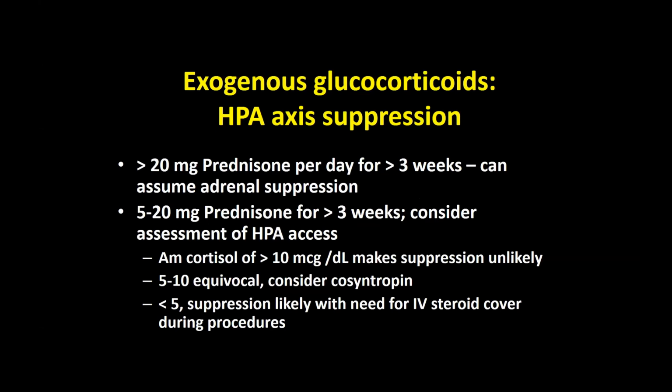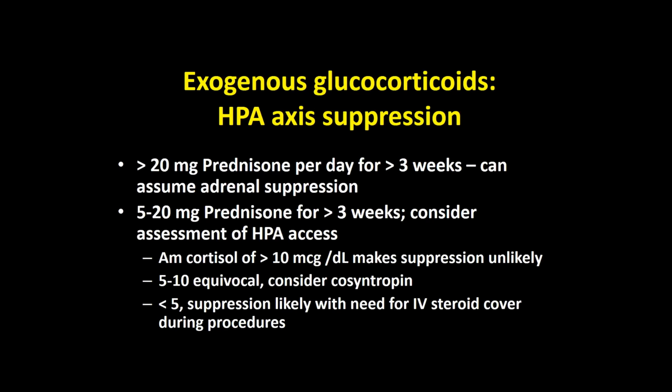If we look at the evidence out there for exogenous glucocorticoids and suppression of the HPA axis, it's safe to say that if a patient is on more than 20 milligrams of prednisone and they've been on that dose for 3 weeks plus, they will have adrenal suppression. That's a given. If they're on a smaller dose over that 3-week period, let's say 5 to 20 milligrams, there is a good chance they may have adrenal suppression. And in those cases, there's an argument to make some level of assessment.